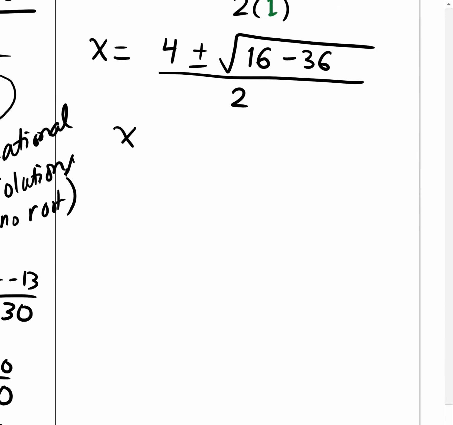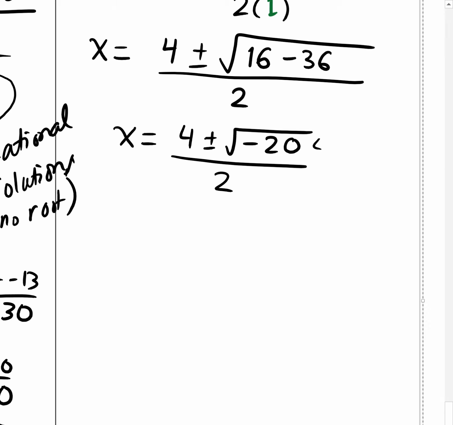Now let's simplify what's in the square root. 16 minus 36 would be negative 20, right, if you combine those? Now I realize this will be imaginary answers. Okay, but that's all right. We know how to deal with imaginary numbers now.